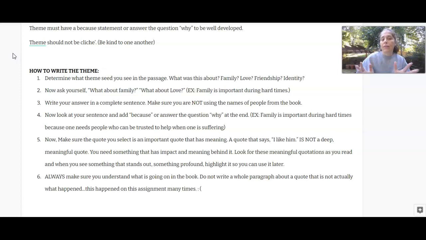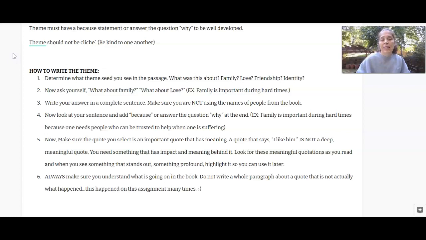Next, so let's take family, for example. Ask yourself, what about family did I learn? So example, family is important during hard times. Maybe that's what you learned, okay? Then you're going to make sure that you write it in a complete sentence. Make sure that you are not using the names of the people in the book. So family is important during hard times. That's good. It's a complete sentence, got a capital at the beginning, punctuation at the end. I'm not using any people's names.